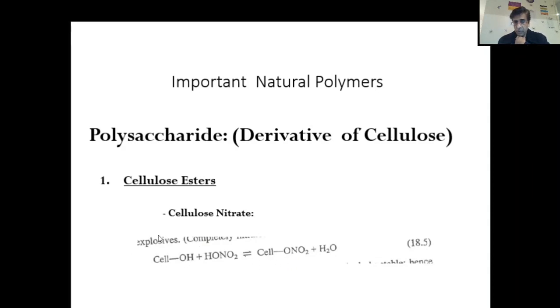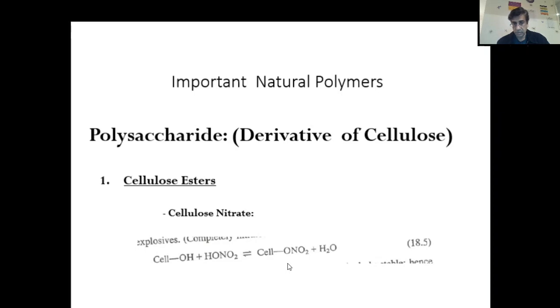When all the OH is replaced by NO2, all three, this becomes cellulose nitrate. And this is the gunpowder, the first gunpowder, which was made a long time ago. Only when all three OH are replaced by NO2 does it become a gunpowder, cellulose nitrate.